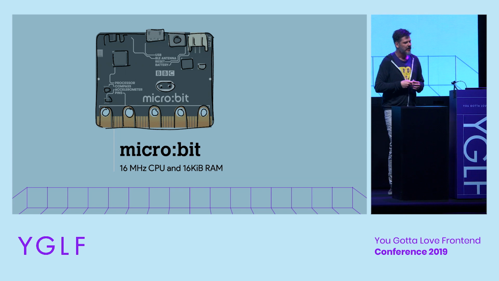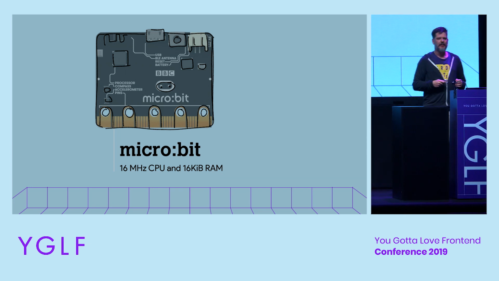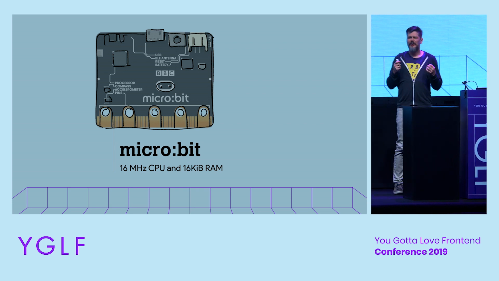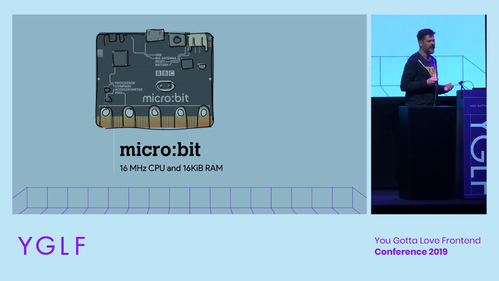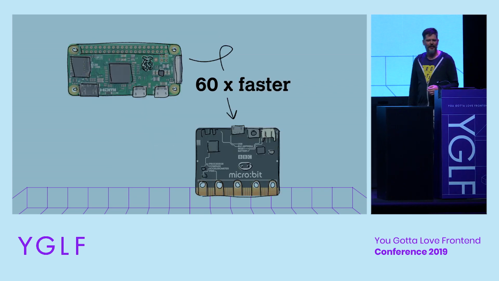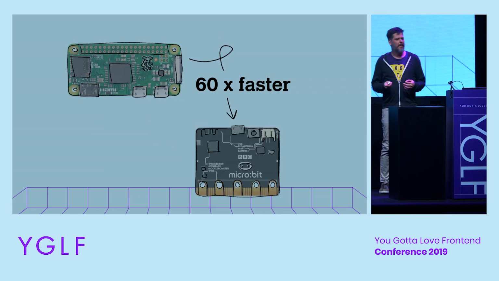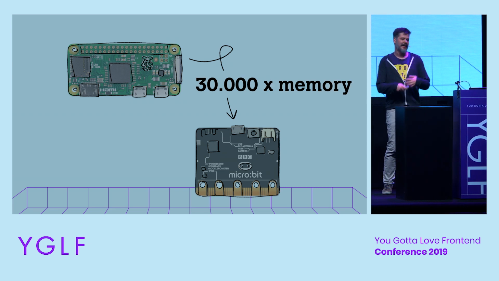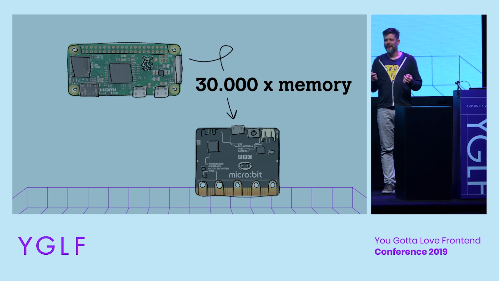Kibibytes of RAM. It is slow, but it's not even by far the slowest microcontroller you can find. But it is fast enough to run JavaScript. Now, comparing to the Raspberry Pi, and that's about 60 times faster. It has way more memory too. So the microbit is on a completely different level.